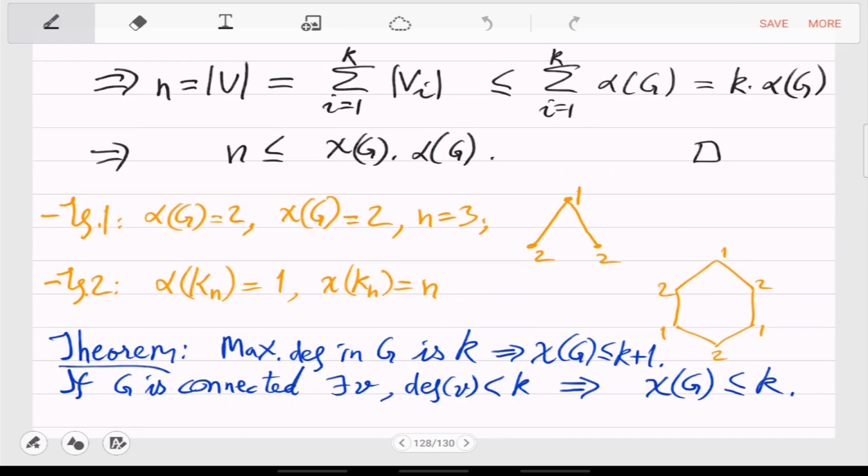Right, so if you look at a complete graph on n vertices, then the degree is n minus 1 and the chromatic number is n. Right, so hence the first property is optimal. You cannot improve it. In general, it cannot be improved.